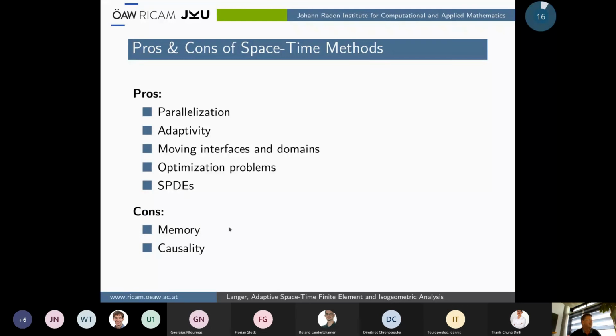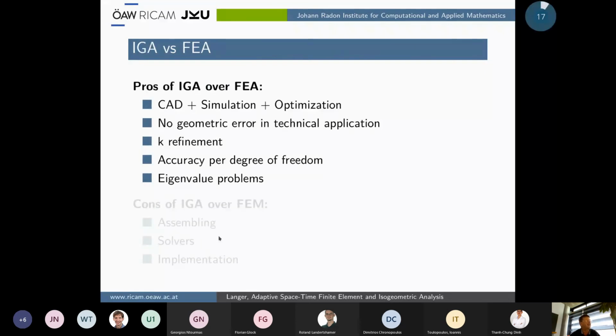There are cons. The con is, of course, you need more memory. But you can do parallelization, you can do adaptivity, and you can reduce the memory requirement. And causality is another point. This depends on what kind of finite element, for instance, you use. If you use discontinuous Galerkin, then you have causality fully. If you use continuous ansatz functions, then you have causality up to the discretization error.